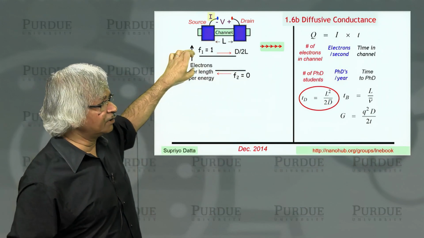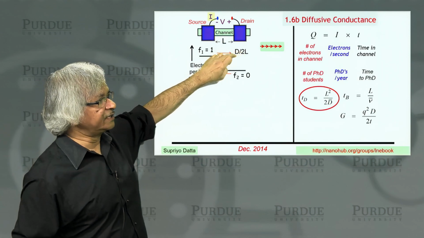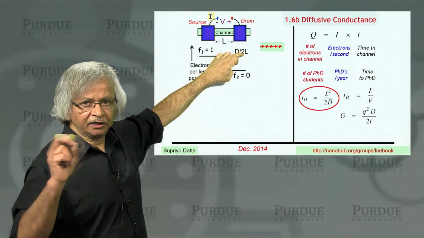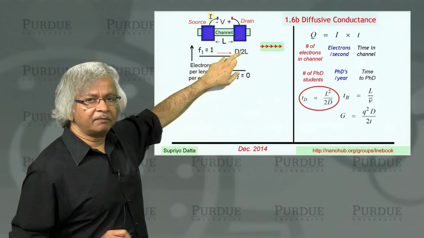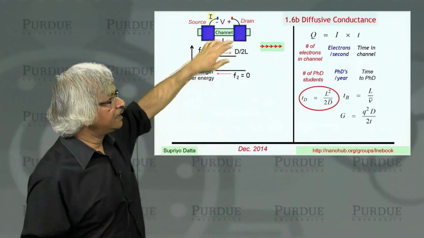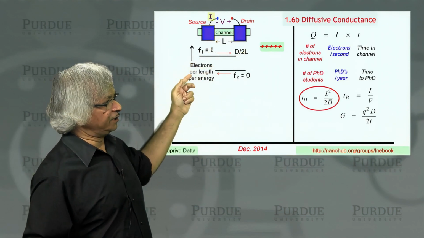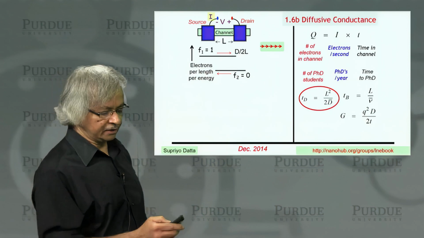So what would be the number of electrons? It's like D over 2, where D is the density of states per unit energy. Why divided by 2? Well, because it's half the states. It's only the northbound ones. And then I divide by length to get the electrons per unit length. So that's D over 2L, you see.